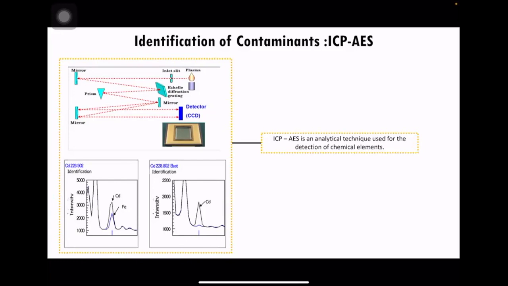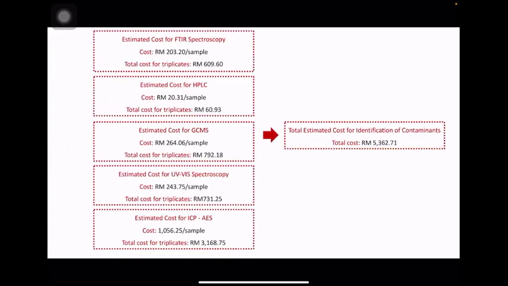So after all the identification of contaminants, this is the estimated cost for identification of contaminants, where each technique will have different costs, and for each technique we will be conducting the analysis in triplicates. So the total estimated cost for identification would be around 5,362 ringgit Malaysia.